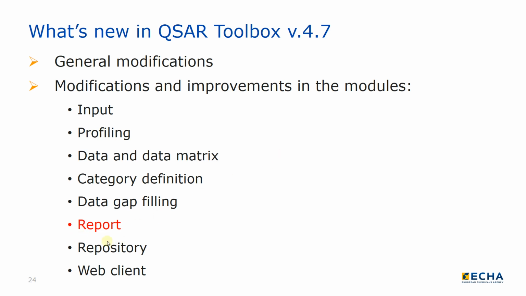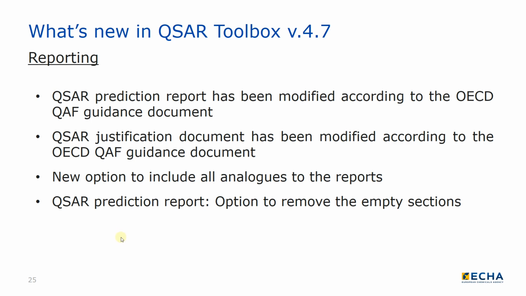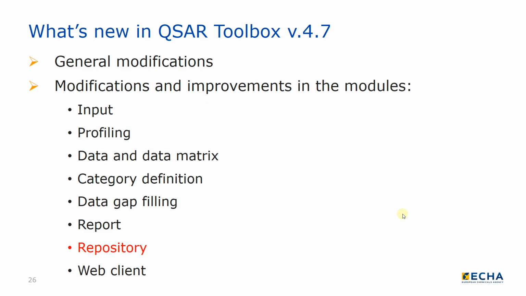The most important modifications in the reports concern the QSAR prediction report, in which the information is organized according to the OECD QAF guidance document. Minor modifications have been made to the report wizard, where two additional options have been implemented. The first option allows to report all analogs, especially for trend analysis predictions. The second option removes all empty sections from the report.